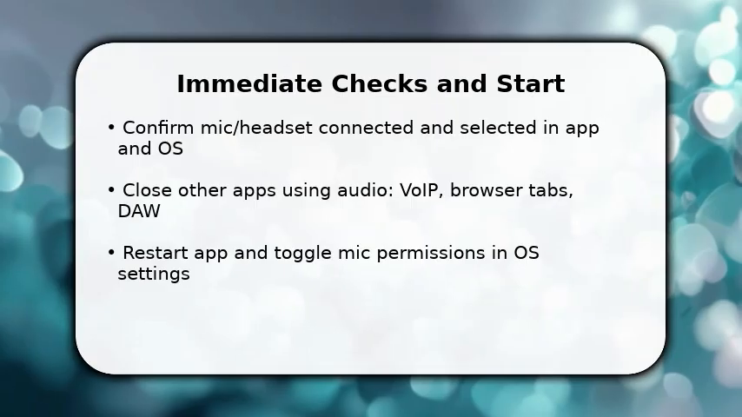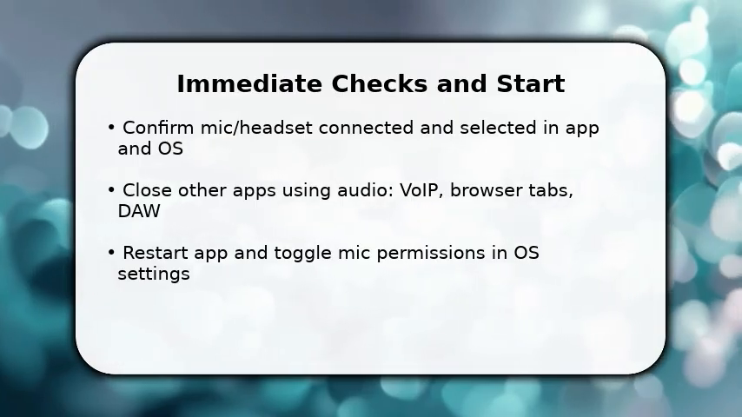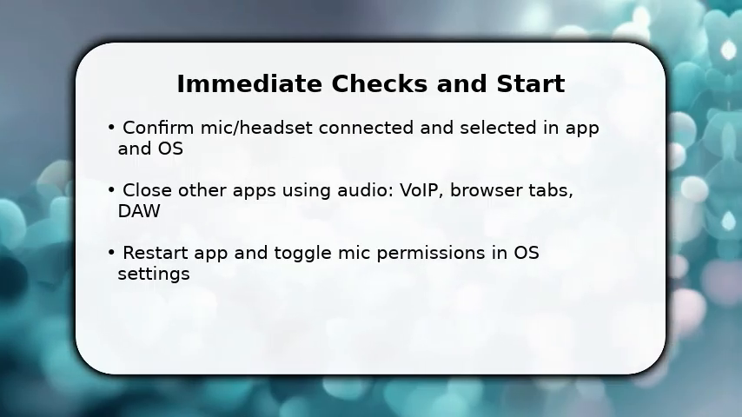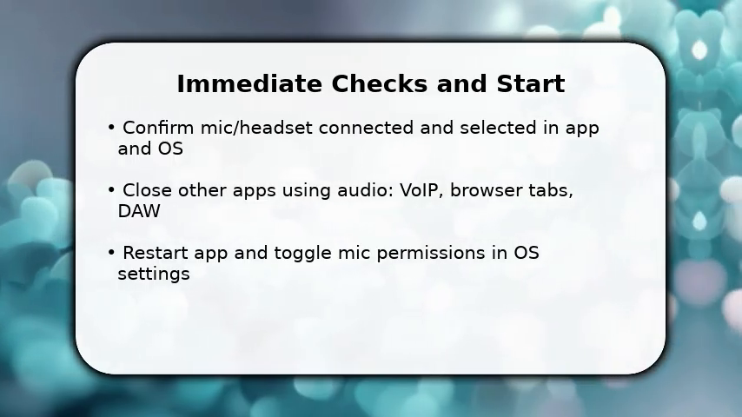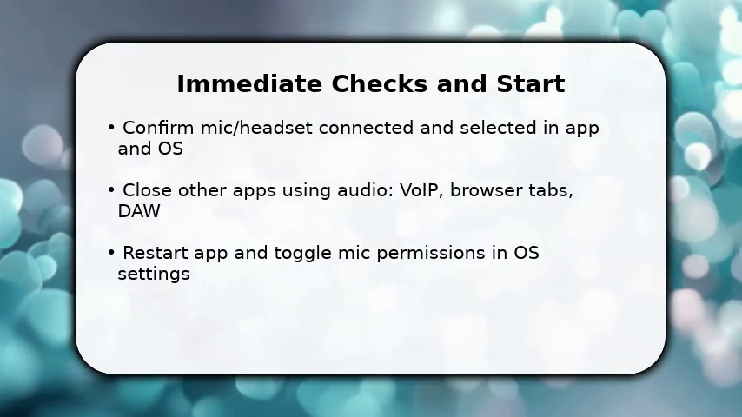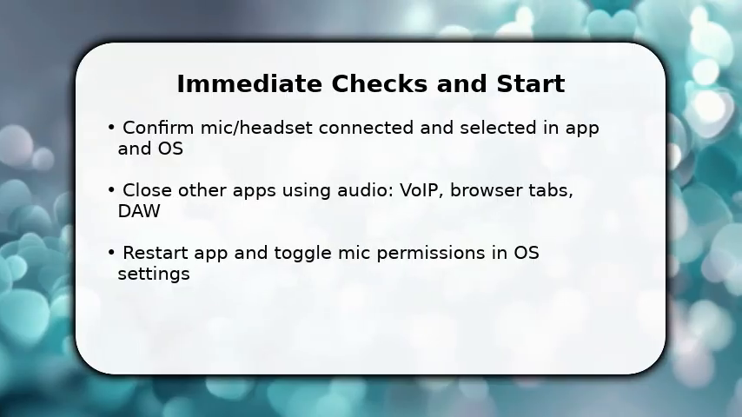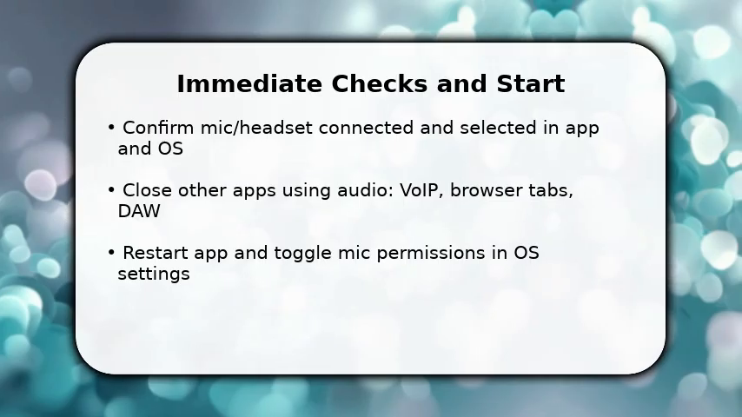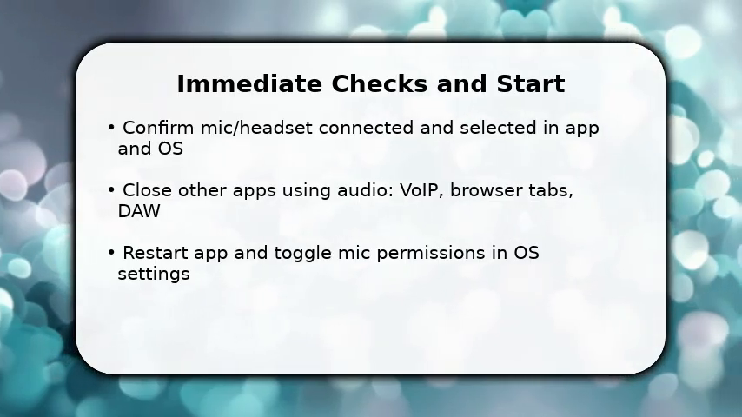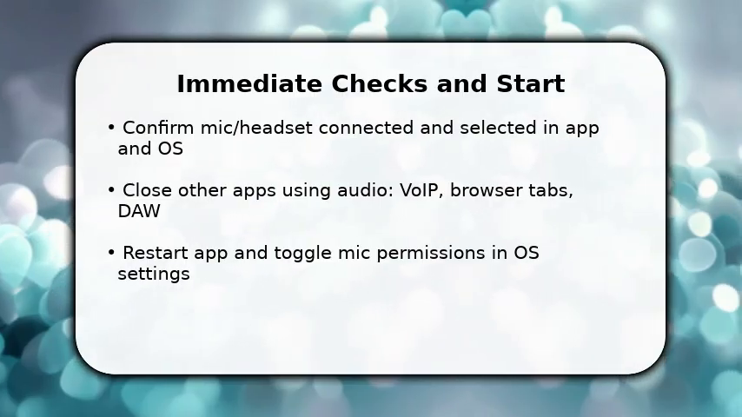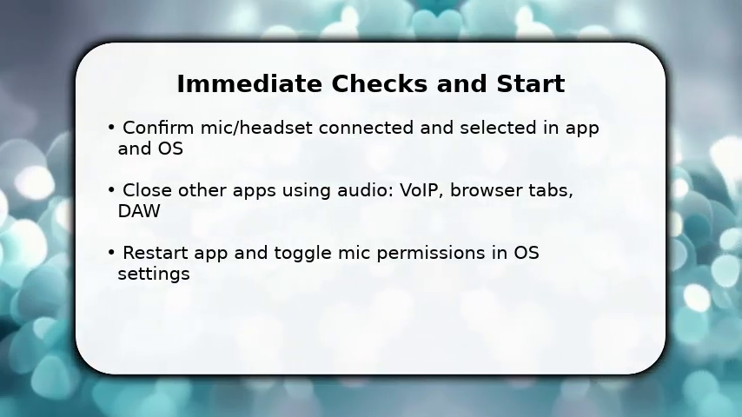You begin by verifying the essentials so you can act fast. Confirm your microphone or headset is physically connected and chosen in both the application and the operating system. Once done, close any other programs that might grab audio, browsers, calls, or recording software because they steal the device. Make sure microphone permissions are enabled for the app. If they were off, turn them on and relaunch the app immediately to force a fresh audio handshake.